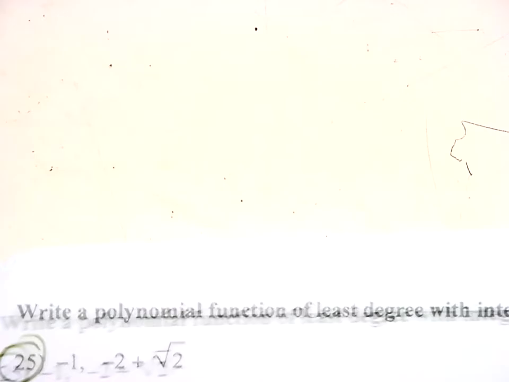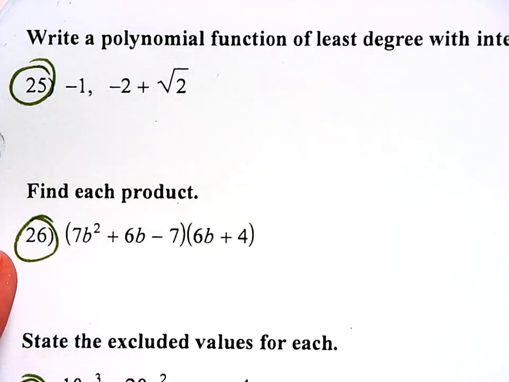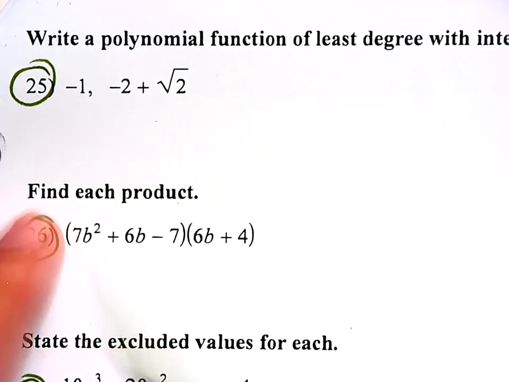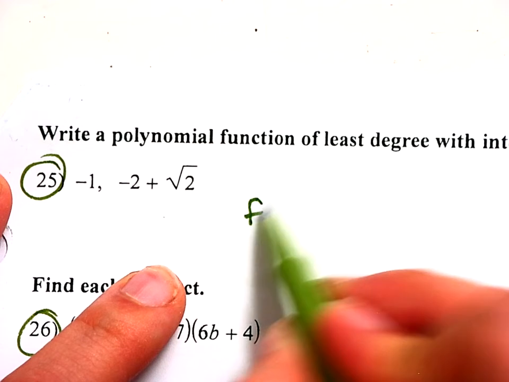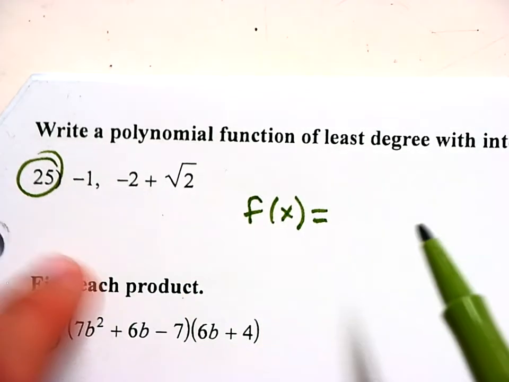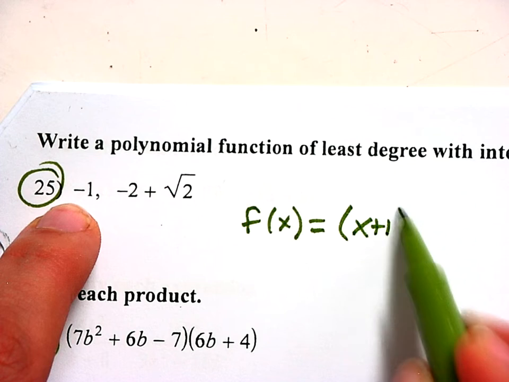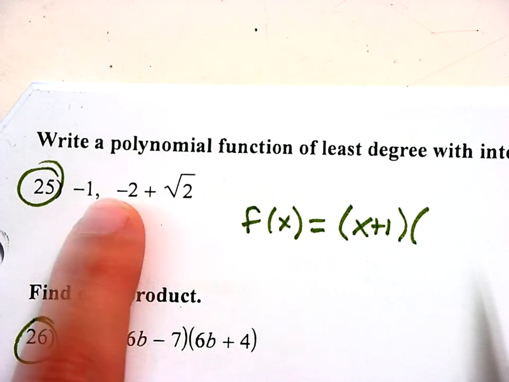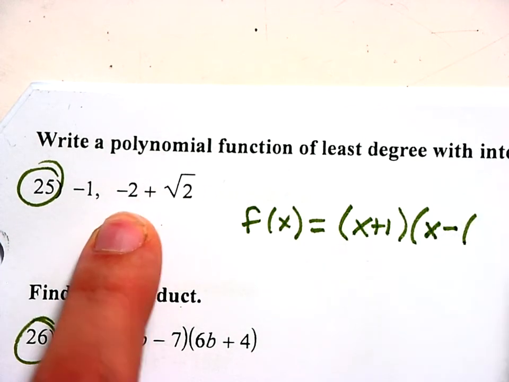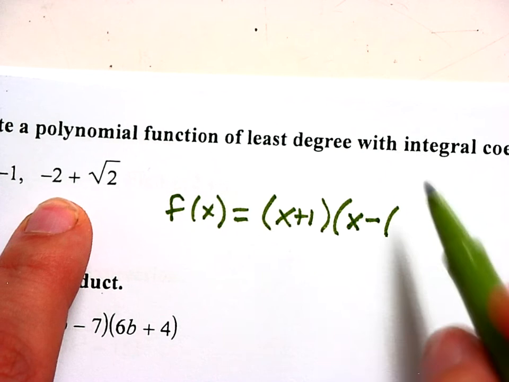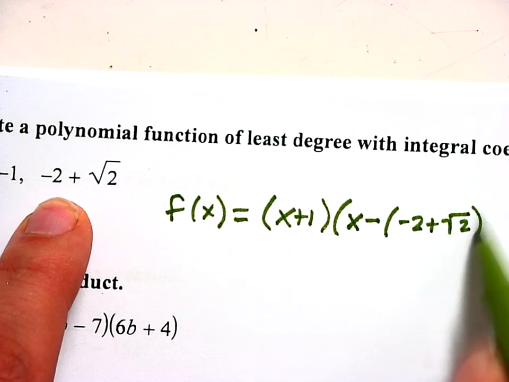Last page, oops, just kidding, we have a couple more. This is page 3 in the second part of the packet, but this is number 25. Write a polynomial of least degree with integral or integer coefficients with the given zeros. Okay, so the first thing I want to do is just write f of x, which is my polynomial, and then I'm going to start with this one. If this is a 0, then my factor is x plus 1. If this is a 0, now this is all one 0, this is x minus, and then write the entire thing. So negative 2 plus root 2.